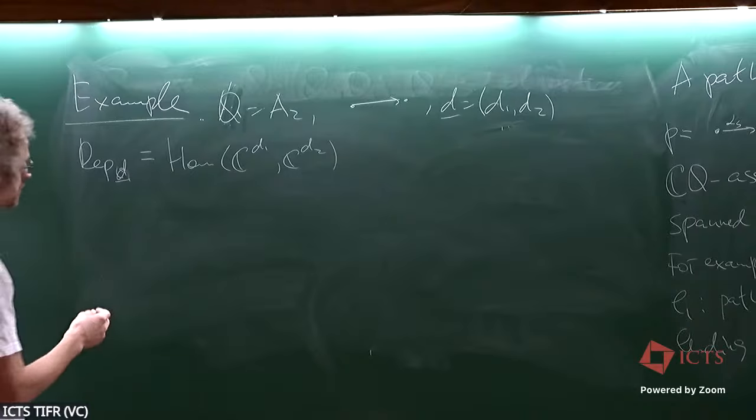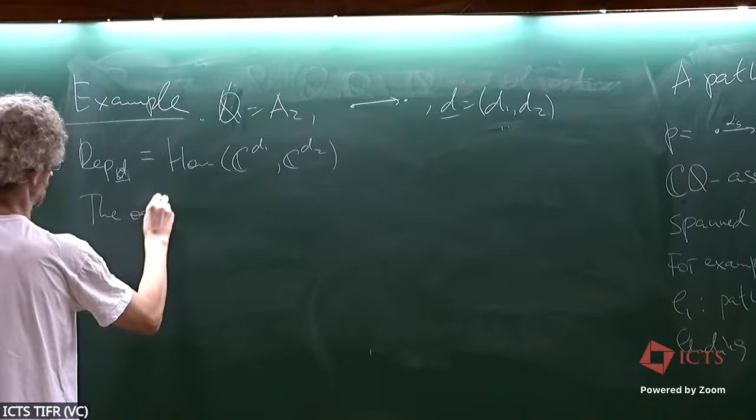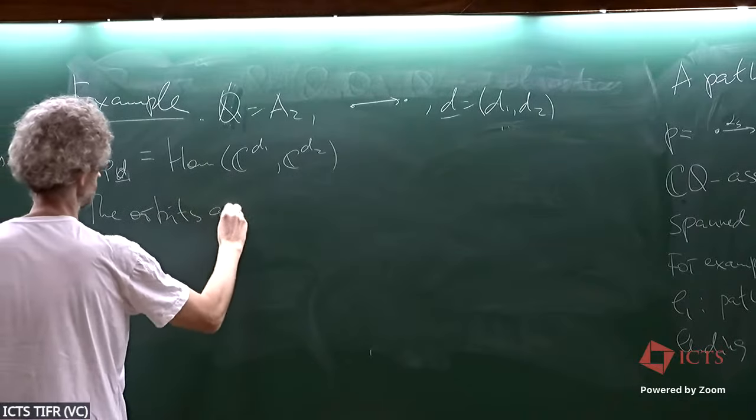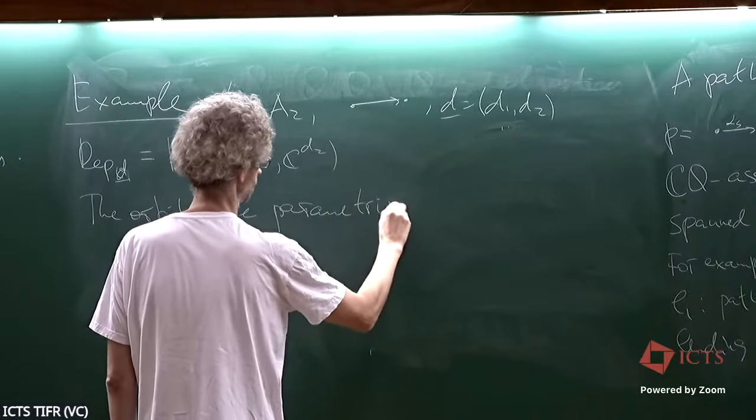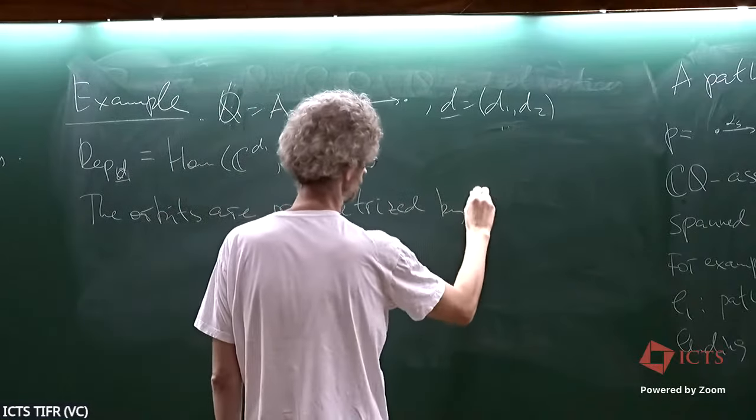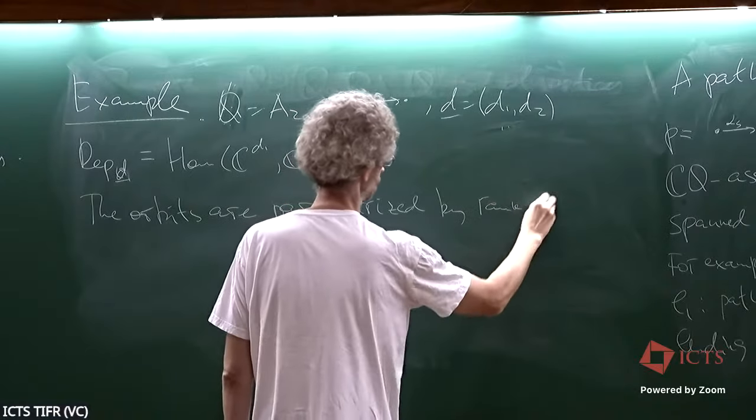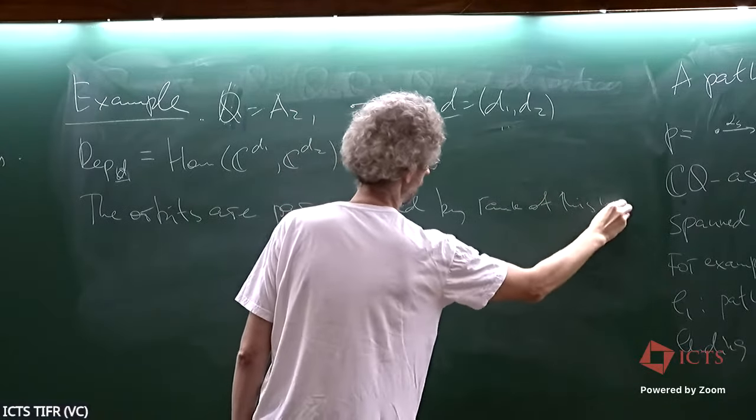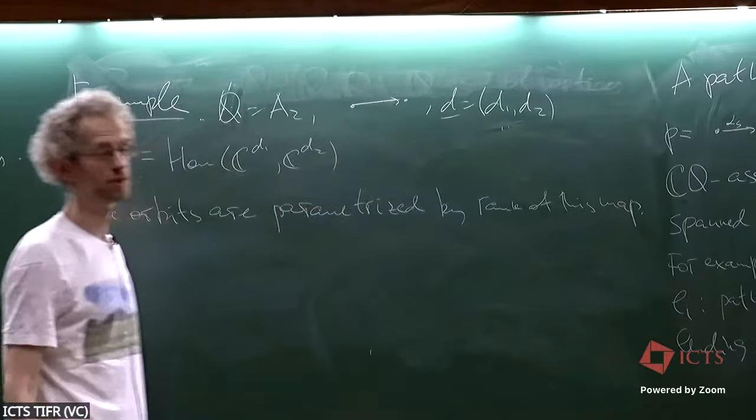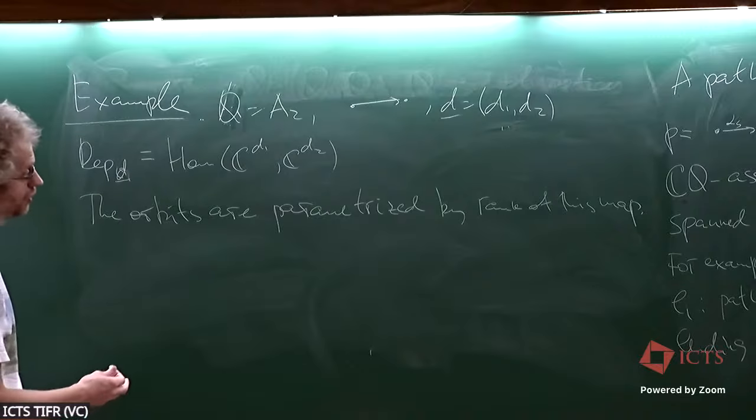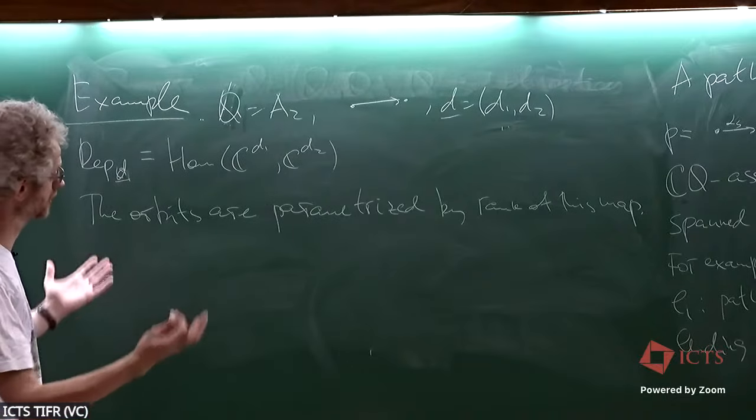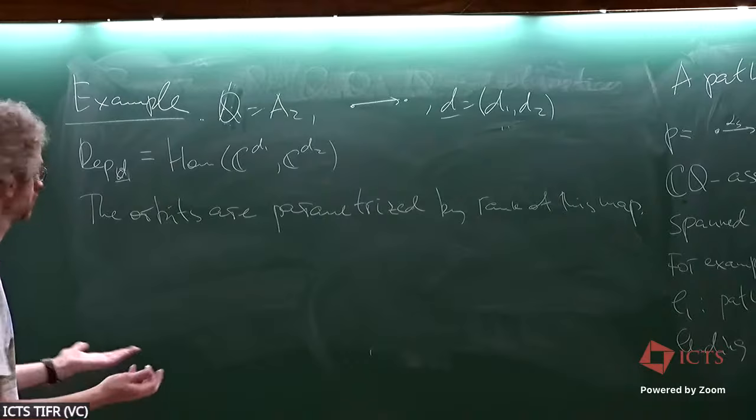So what are the orbits? So the orbits are parameterized by the rank of this map. Okay, so it means that the number of orbits is exactly the number of possible ranks. So it's a very linear algebra statement. So of course, there might be larger orbits or smaller orbits. So let me make it precise.